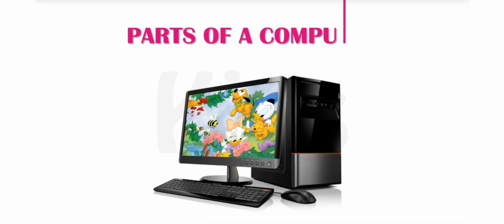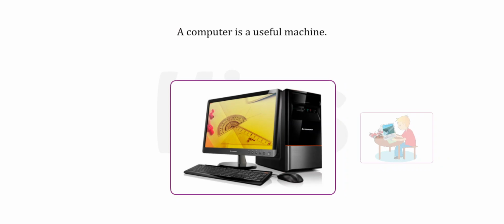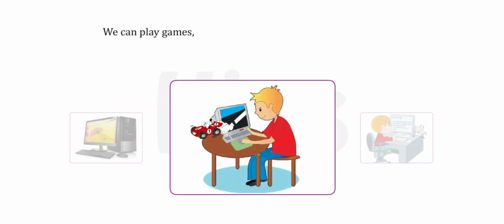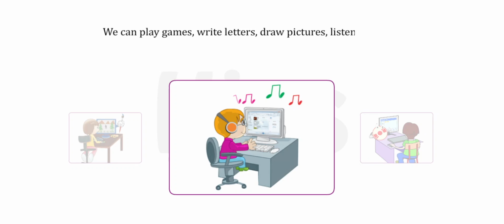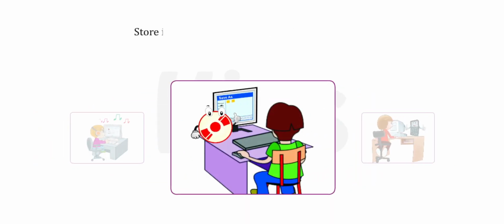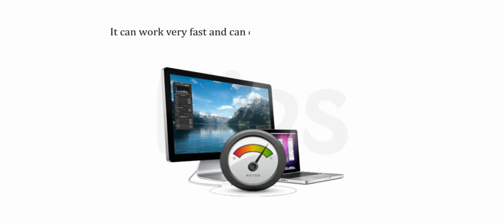Today we will learn about parts of a computer. A computer is a useful machine. It is used in almost every sphere of life. We can play games, write letters, draw pictures, listen to music, store information, solve sums, etc. on a computer. It can work very fast and can do many jobs at the same time.